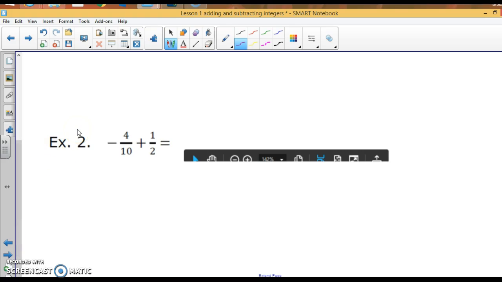Let's do this one. Negative 4/10 plus 1/2. Well, let's find a common denominator of 10. So negative 4/10 plus 5/10. Again, look, signs are different, so I subtract. 5/10 minus 4/10 is 1/10, and it's going to be positive because I keep the sign of the larger.